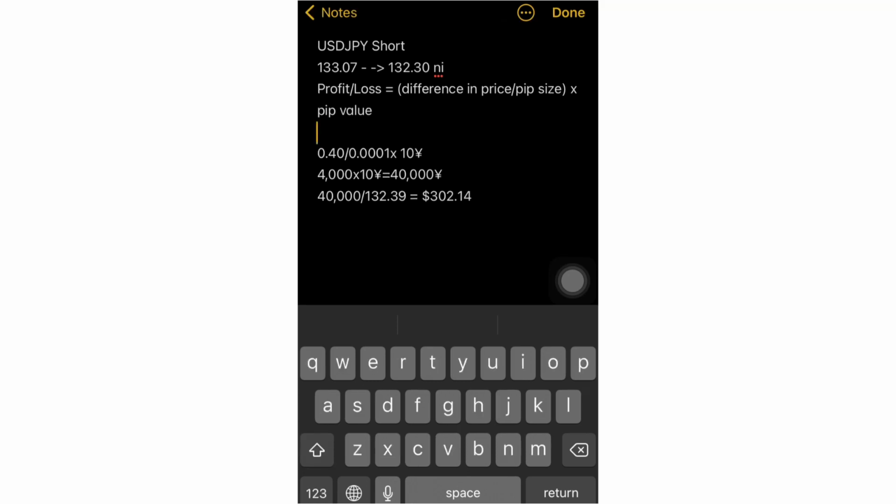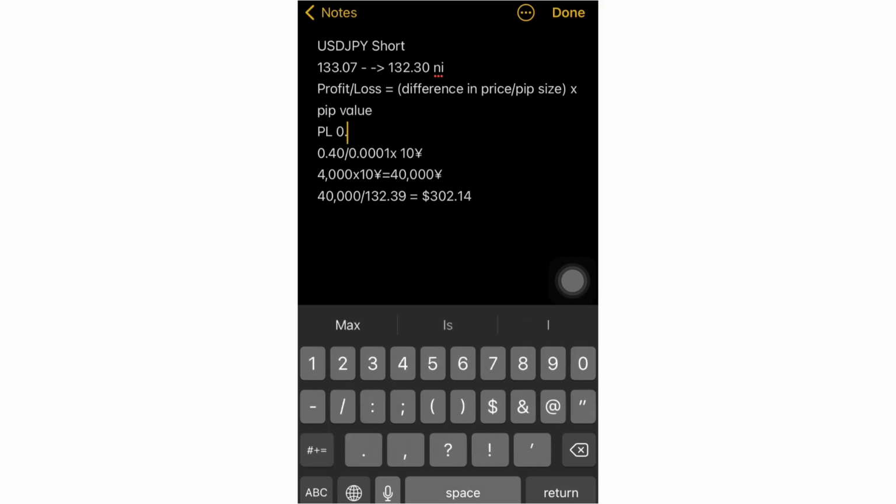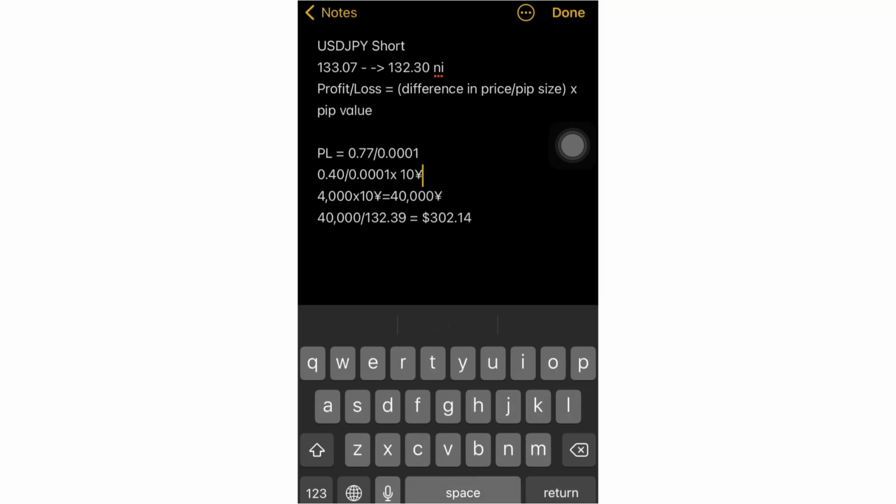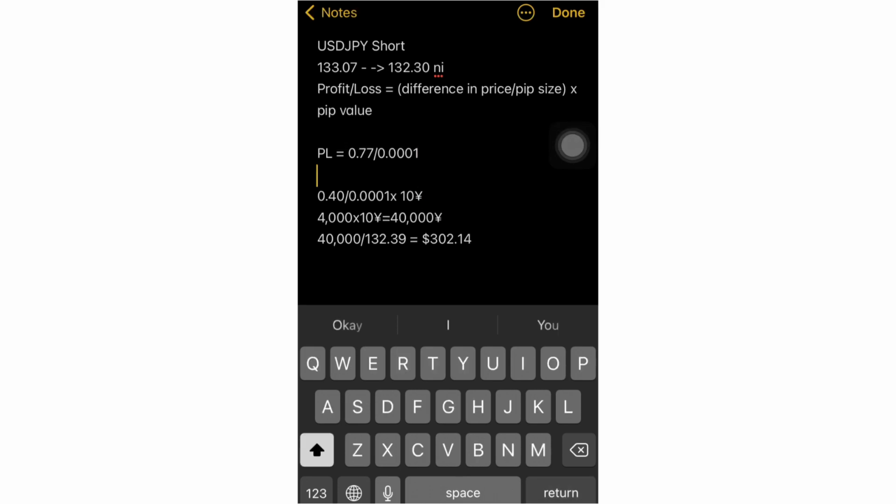So the difference in price is the profit and loss. The difference in price is 0.77 using this figure, just like I showed you guys. Now we divide by what? Pip size, which is 0.001. Can you see, guys? I hope you're taking note of what I'm doing. Take your time. Then times the pip value.